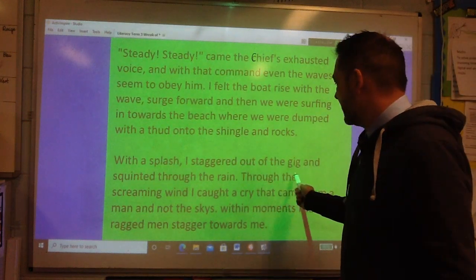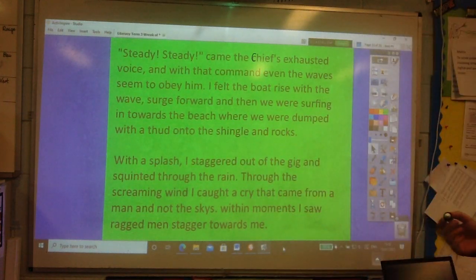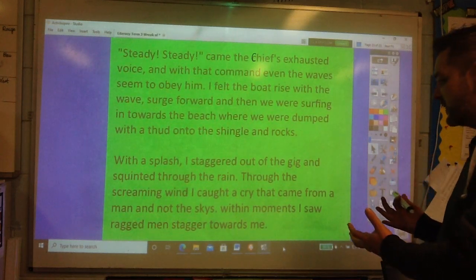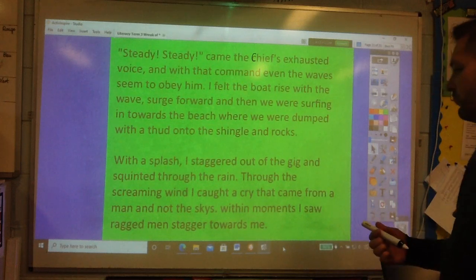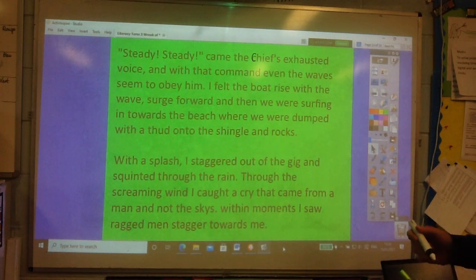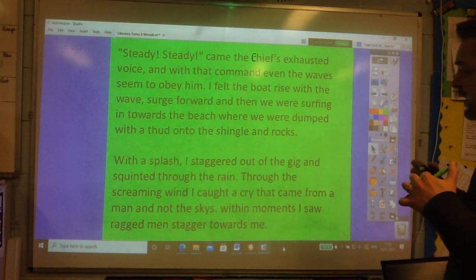With a splash, I staggered out of the gig and squinted through the rain. So again, you've got that impression that the rain's driving into their face, they're finding it hard to look through. And then through the screaming wind, I caught a cry that came from a man and not from the skies. So I'm just trying to give the impression there's a huge amount of wind, it's very noisy, and within moments I saw ragged men stagger towards me. So that gives that dramatic impression at that point to really get the emotion through.